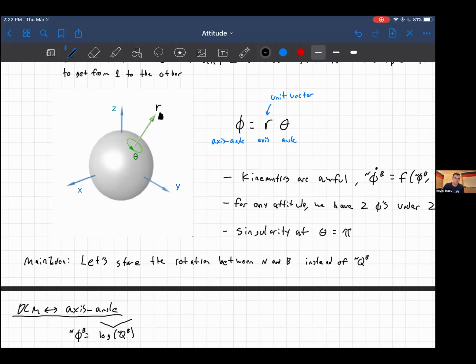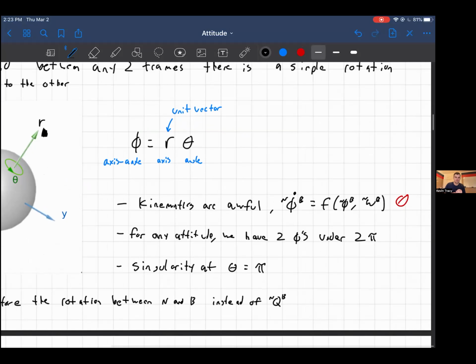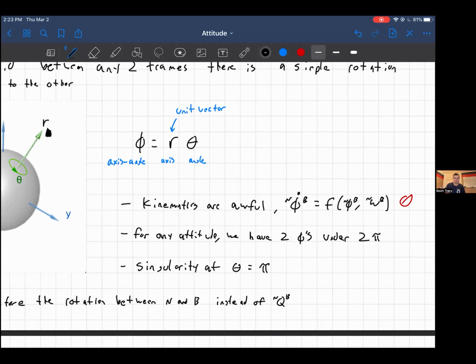So in the chat, can you please repeat the first point again? Okay, so this first point is that, yeah, the kinematics are awful. And I'll expand upon this.